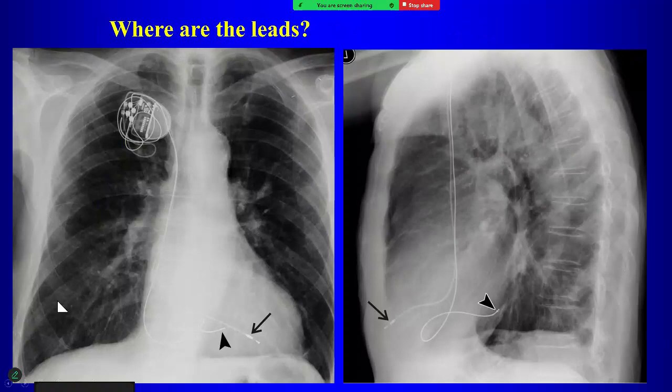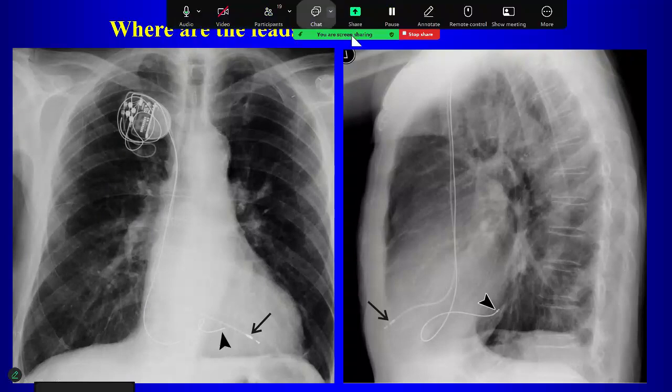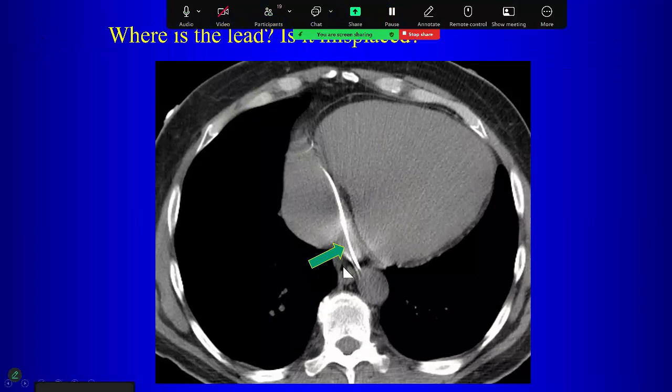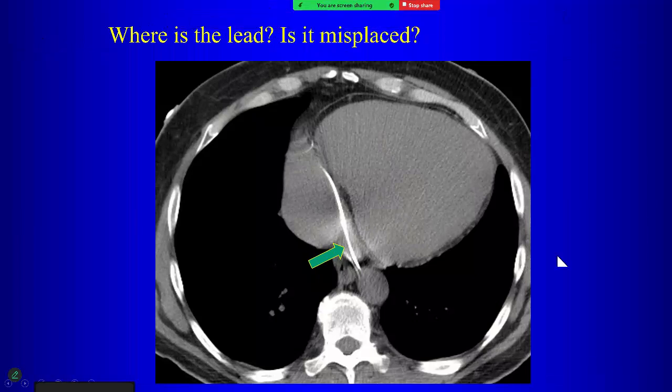Okay. So you can see this patient has two leads. So this lead over here, where is this one? That's in the RV. This one looks kind of funny. It's going way back here, right? So where is that going? That's going in the coronary sinus, right? So when you look on the CT, you can see that that lead is going into the coronary sinus.